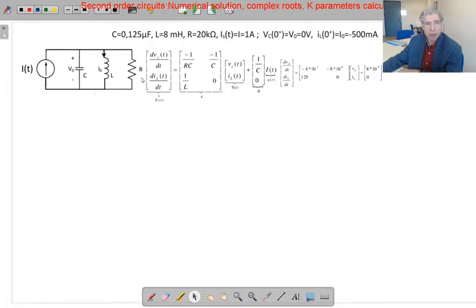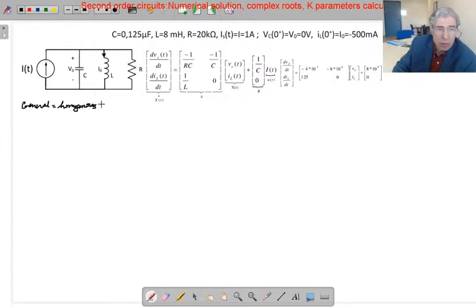Second order circuit numerical state equations are those. Then what we are going to do is find the general solution for this circuit. To find the general solution, there are two steps that we are going to follow. The first one is: general solution is equal to homogeneous solution plus particular solution.